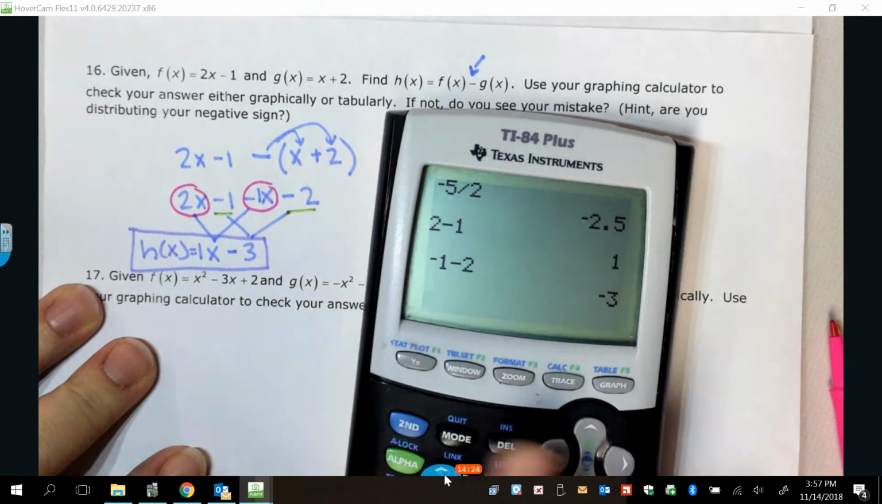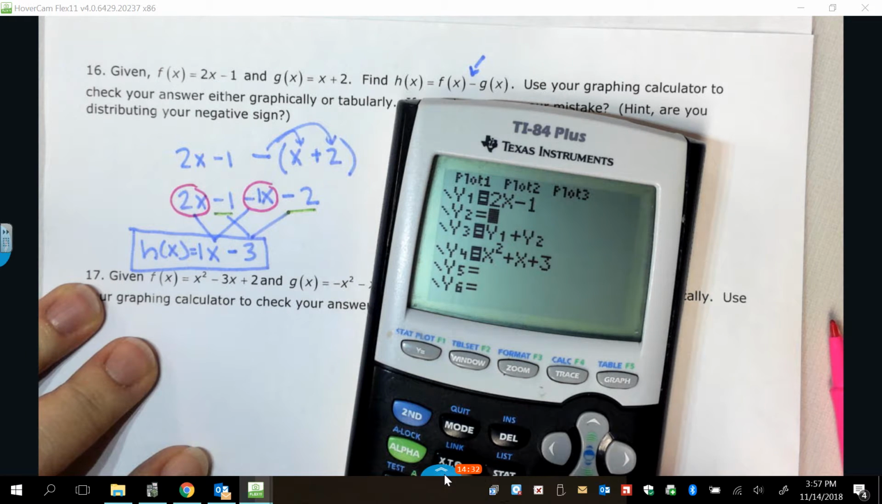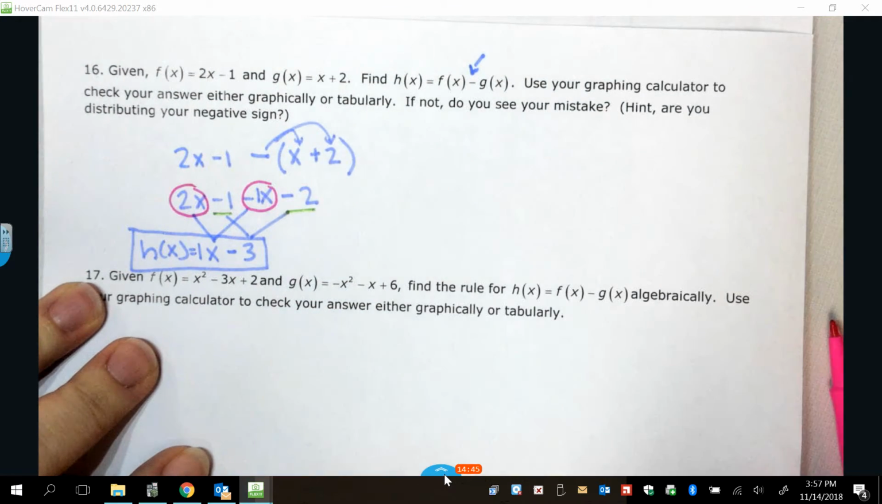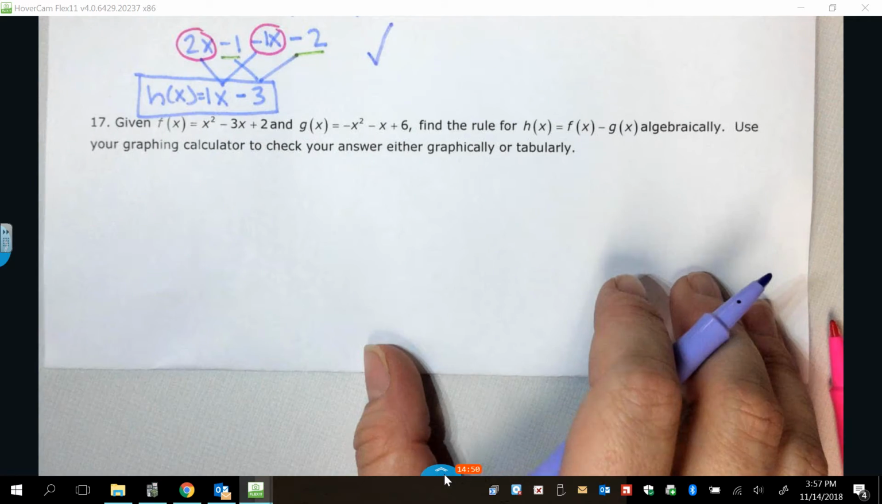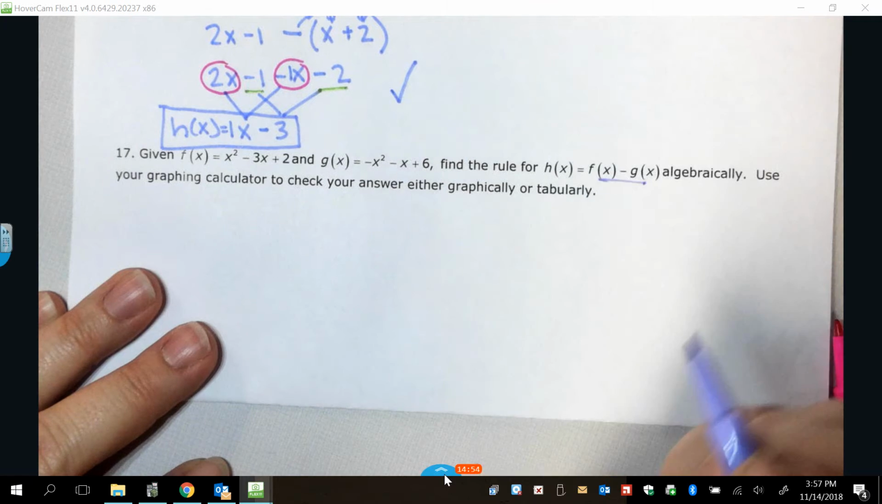And again, we can check it the same way in our calculator. 2x minus 1, x plus 2, and now I'm subtracting, and I came up with 1x minus 3. Second graph. So make sure y3 and y4 match, and they do, so I am correct. Now again, this is just the same thing. Okay, so f of x minus g of x, that's what it's asking for.